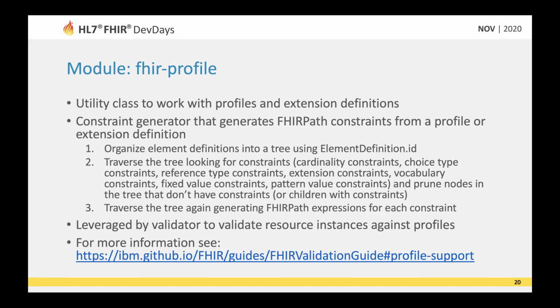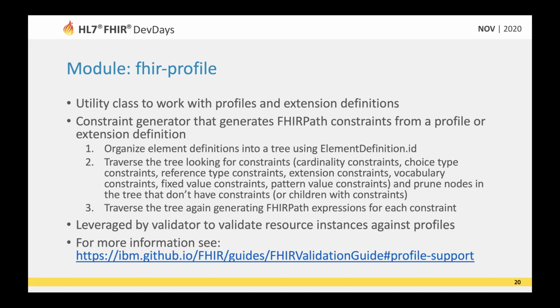We don't support all the different permutations and possibilities that are there, but we really support the majority of the types of constraints that you would see in most implementation guides. Then we prune nodes in the tree that don't have constraints or children with constraints. Then we traverse that tree again, and we generate fhir-path expressions, or conjunctions or disjunctions of fhir-path expressions, for each of the constraints that we find in the tree.